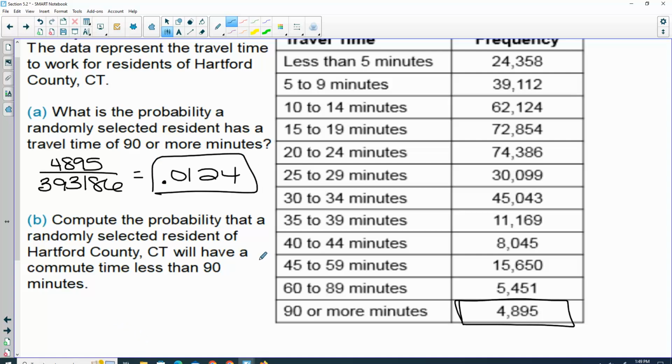So B, compute the probability that a resident will have a commute time less than 90 minutes. So I could say, well, if you're less than 90, you're one of these people, and I could add all those up, but what's the easier option? Just subtract 4895 from the 393,186. If you're less than 90, then it's everybody except those, so couldn't I just do 1 minus the probability I found in part A? Yes. Because they're opposites.